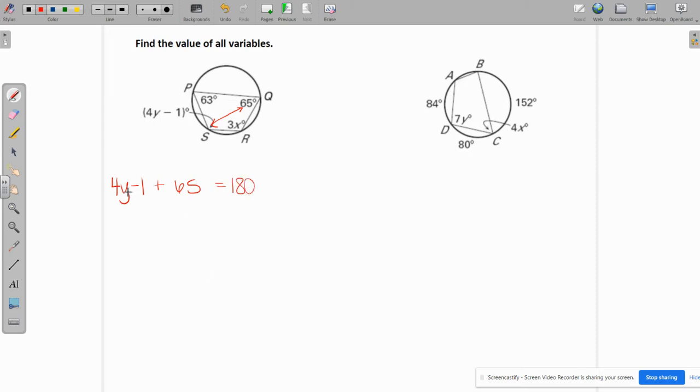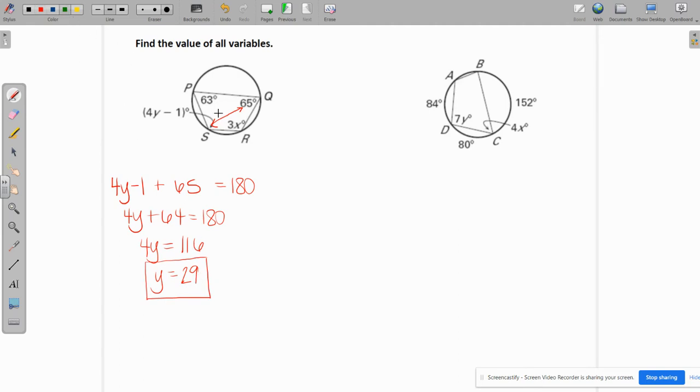So I can solve this equation for y. 4y and then negative 1 plus 65, so that would be plus 64 equals 180. So if I take 64 away from both sides, then that means 4y would equal 116. And then dividing both sides by 4, we get that y would equal 29.